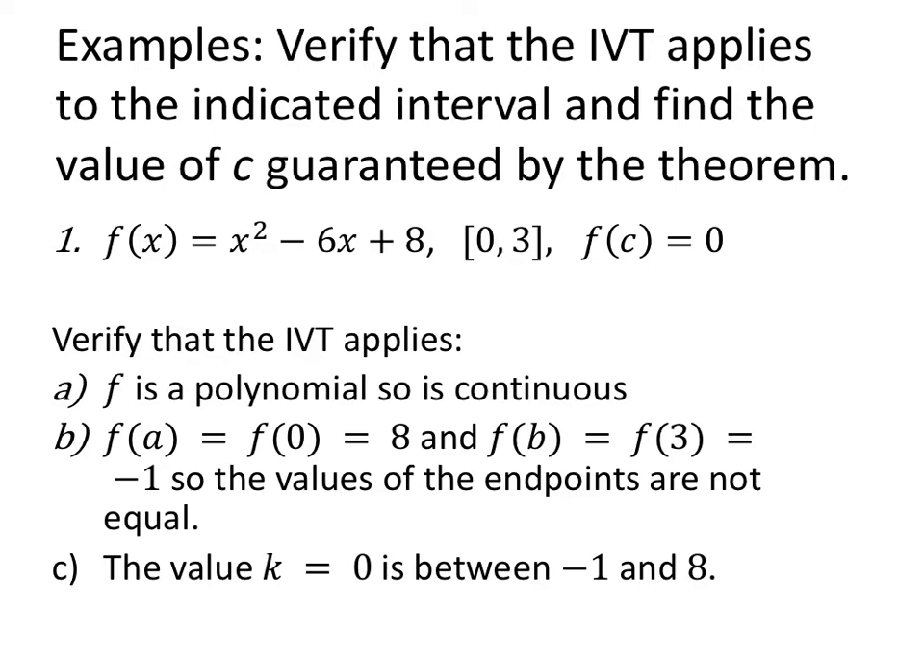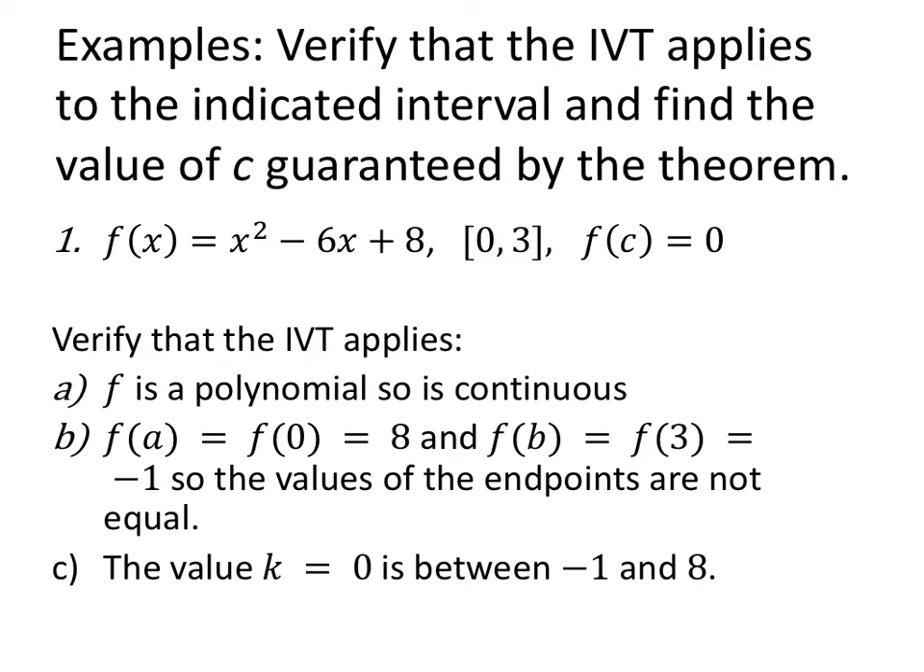We're going to verify that the intermediate value theorem applies to the indicated interval, and then find the value of c guaranteed by the theorem. Our first one's a polynomial. Let's take a look at what happens. f of x equals x squared minus 6x plus 8 on the interval from 0 to 3. And I want to know, is there an f of c that is equal to 0?